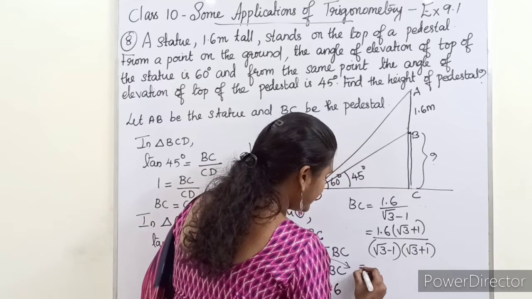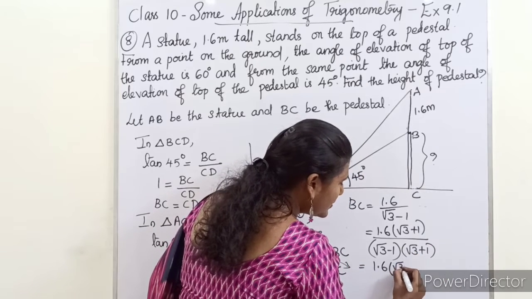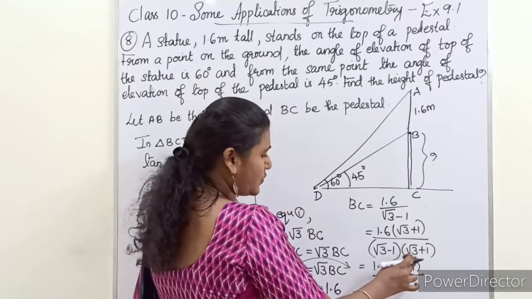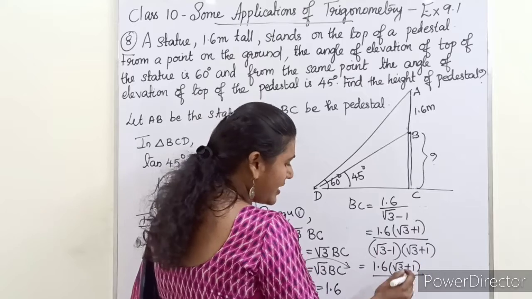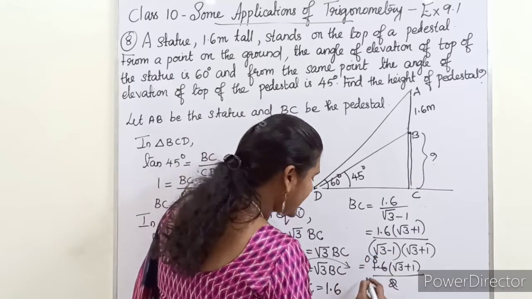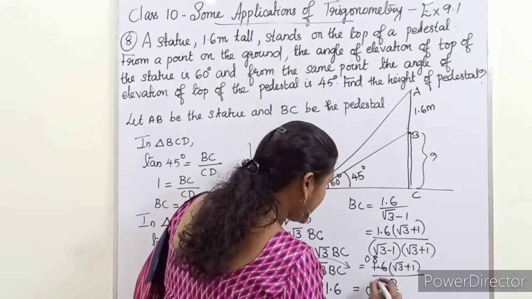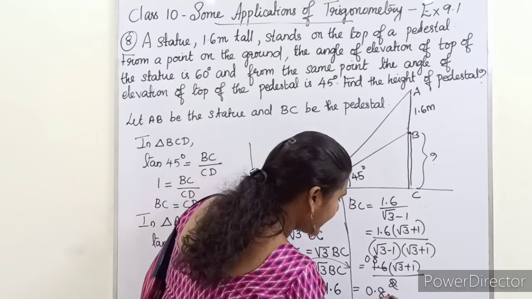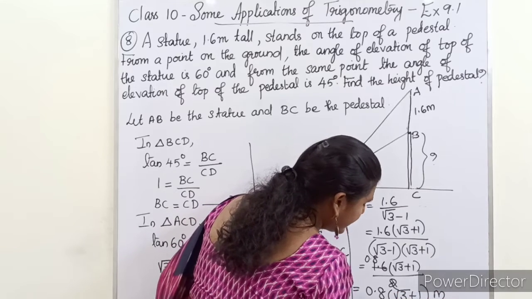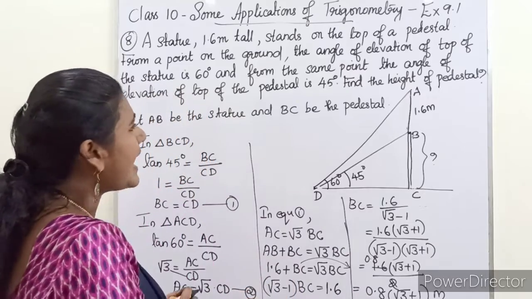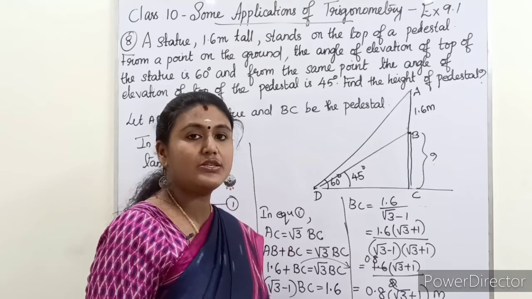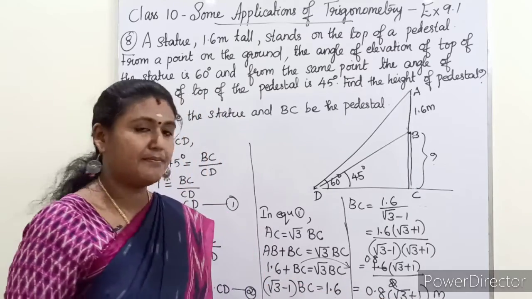Now we will simplify this. So 1.6 into root 3 plus 1 by, this is root 3 square minus 1 square, that is 3 minus 1, that is equal to 2. So now we can cancel these two. So what is the answer? 0.8. So the value of BC we will get as 0.8 into root 3 plus 1 meter. So this is the height of the pedestal. So height of the pedestal is 0.8 into root 3 plus 1 meters.